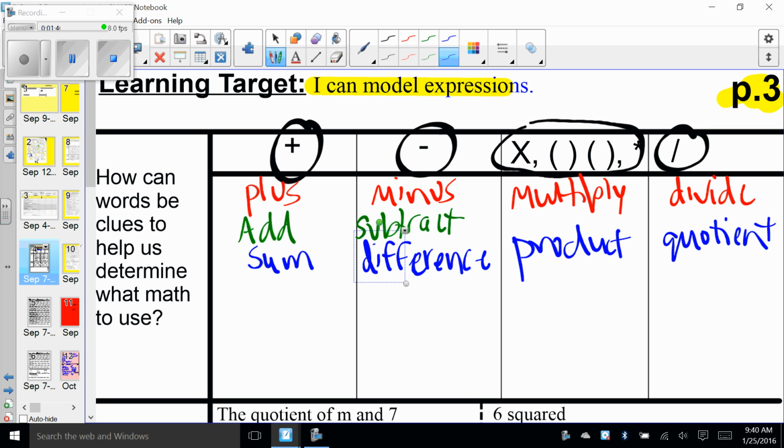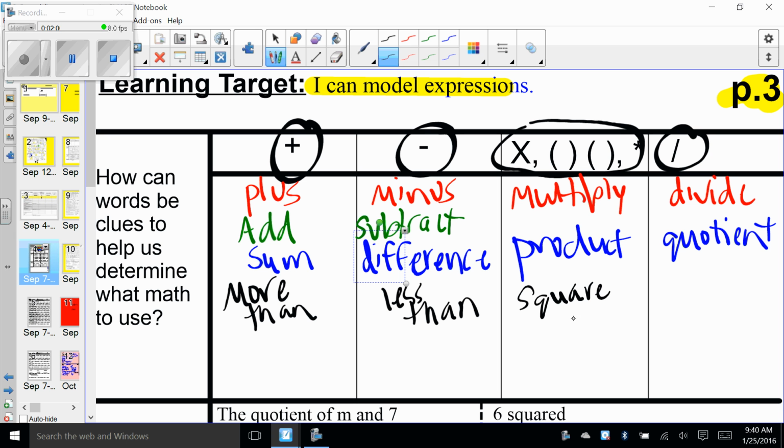Other words that you maybe have heard to representing each of these would be the word like more than. Now, some kids get confused with that because they think of alligator mouth questions, but add can also mean more than, and then subtract can be also less than. Some product words or multiplication words would be the word square or power of 2. So for example, x squared. Some value squared is really a multiplication problem. And some division problems you might hear are like the word half.